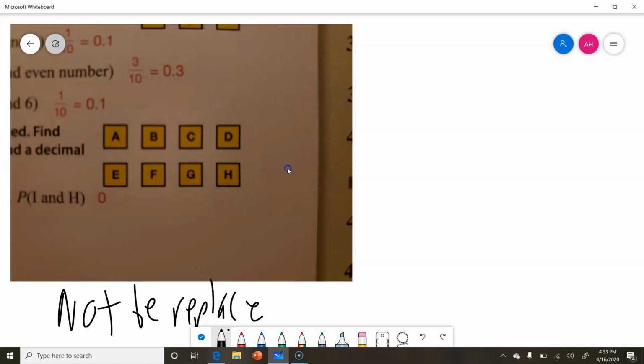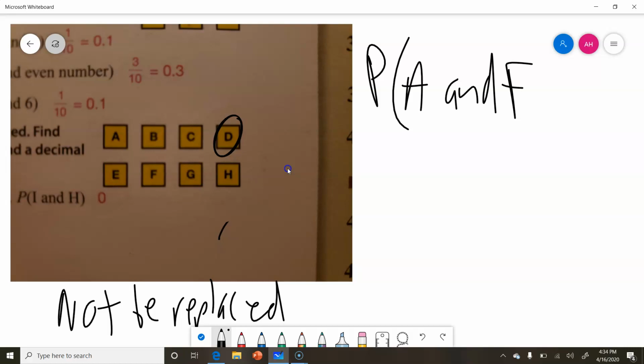So they'll draw for the first one, and let's say they took the D, it would go away. So that would reduce this total, right? There's 8, 1, 2, 3, 4, 5, 6, 7, 8. It would reduce it to 7 when you draw one. Okay, so I'm going to erase that so it doesn't throw us off. Okay, so let's say that they want to know the probability that you would get A and F.